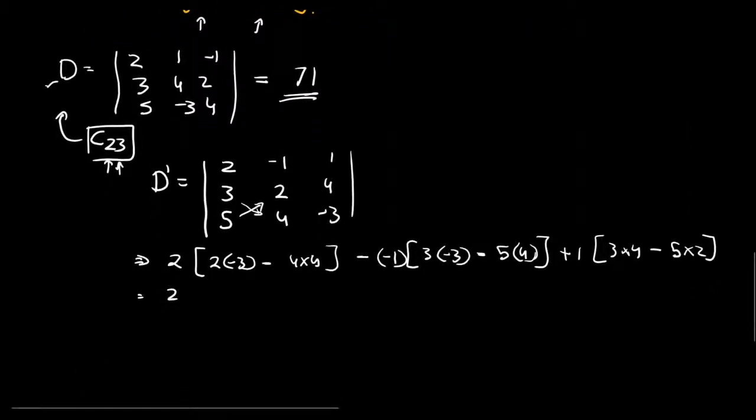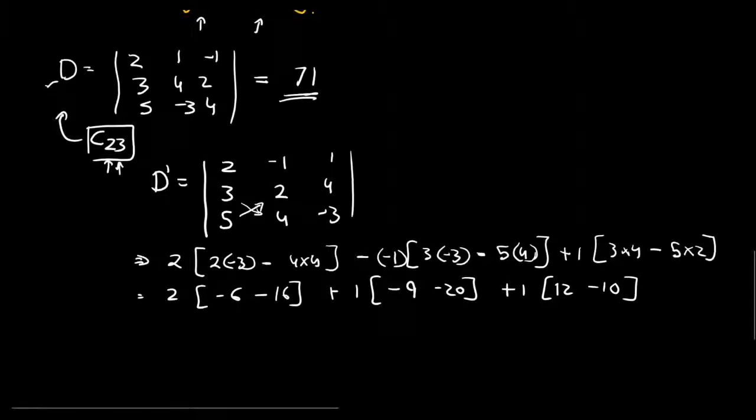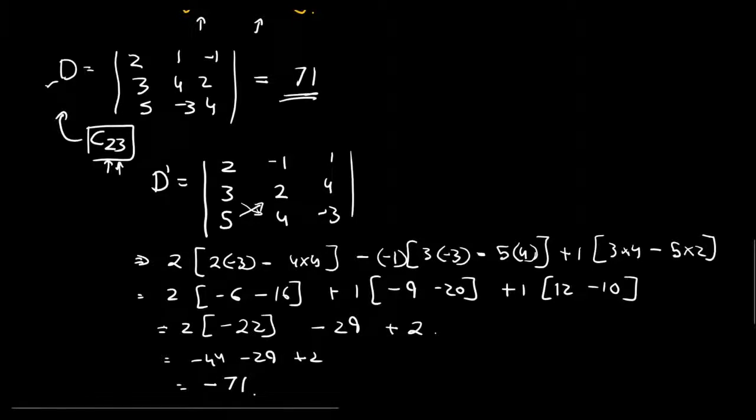So we get 2 times minus 6 minus 16, plus 1 minus 9 minus 20, plus 1 12 minus 10. So what is the value that we are getting? 2 times minus 22 minus 29 plus 2, which is minus 44 minus 29 plus 2, which will eventually get us what value? Negative of 71. Our original determinant has the value of 71.